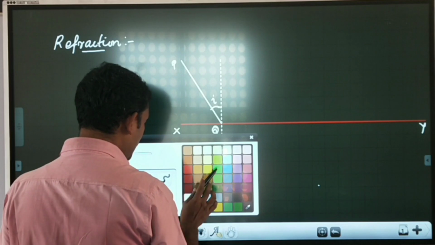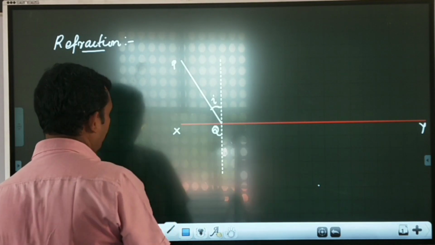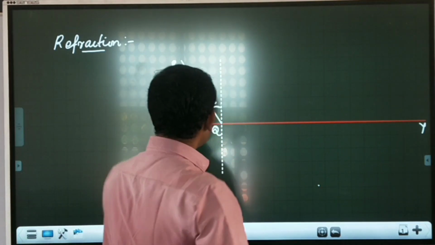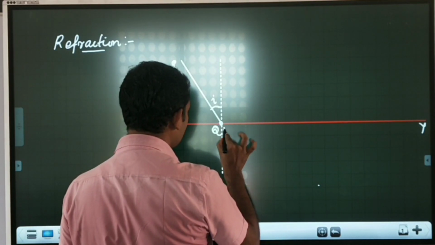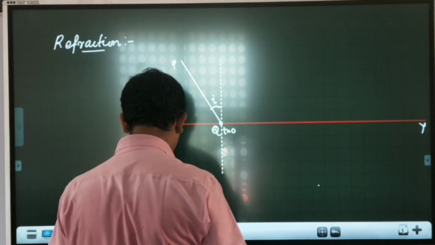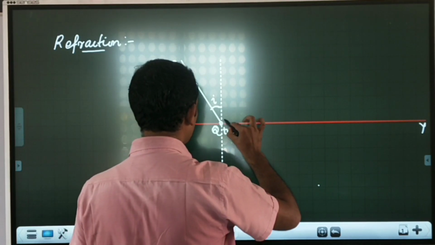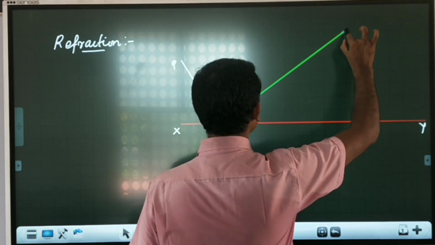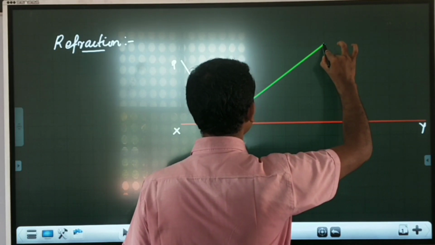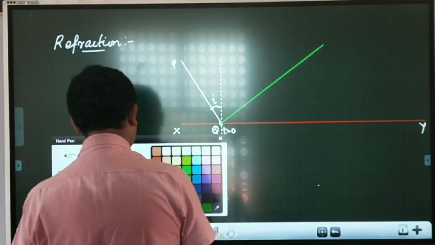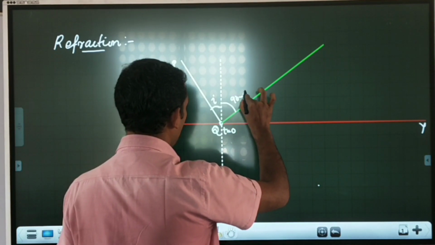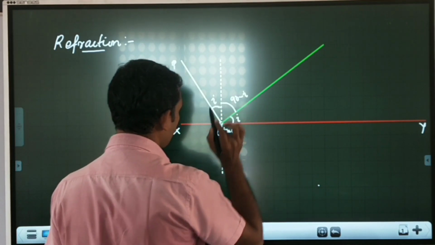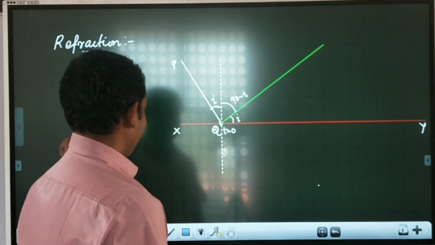Let me draw the incident wavefront by means of another color. This is the point where the wavefront strikes at t equal to 0. Since the incident wavefront is normal to the incident ray, this angle is 90 minus I, and this angle comes out to be I, right?